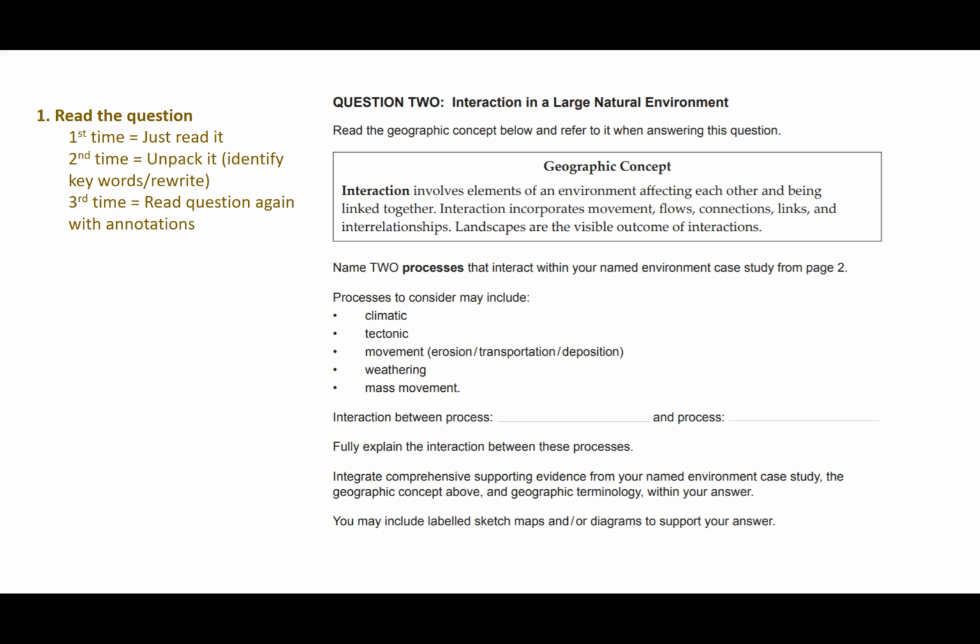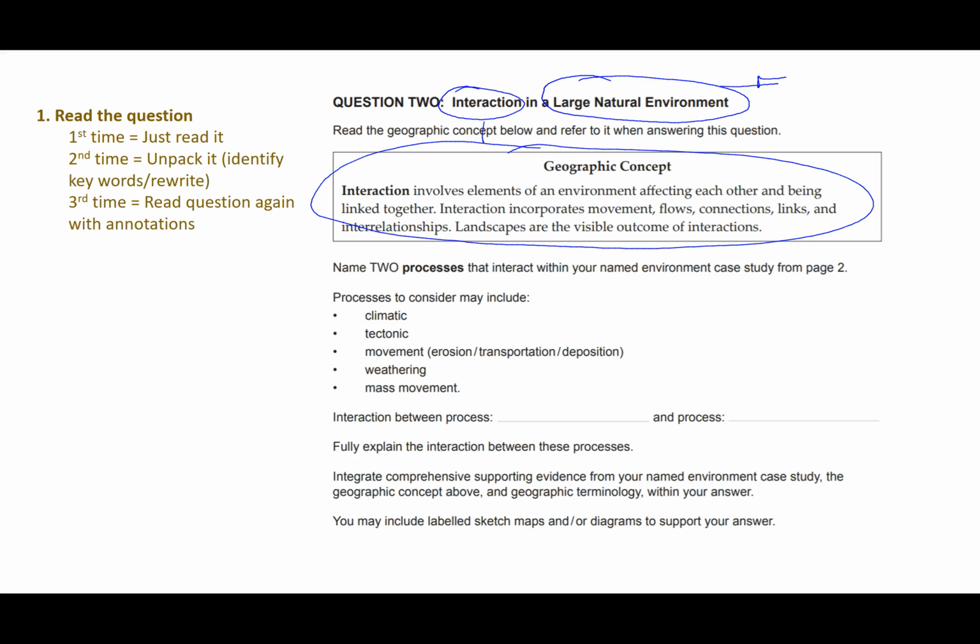So start from the very top. We know that the question is going to be about interaction, and notice that the concept is outlined by the examiner just there. You're also going to be looking at interaction in a large natural environment. So in level 2, of course, that is Tongariro. You're going to name 2 processes that interact with your named case study.